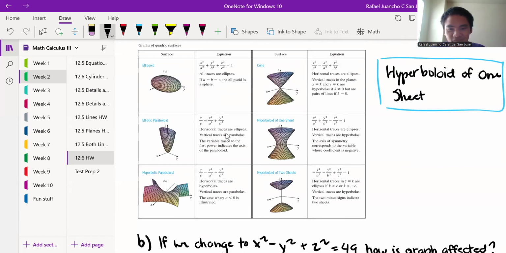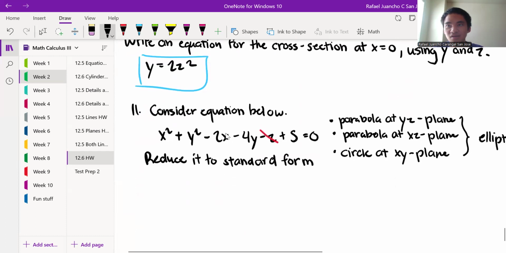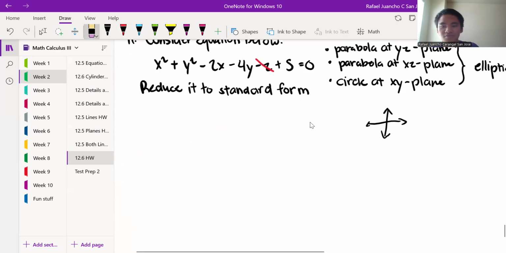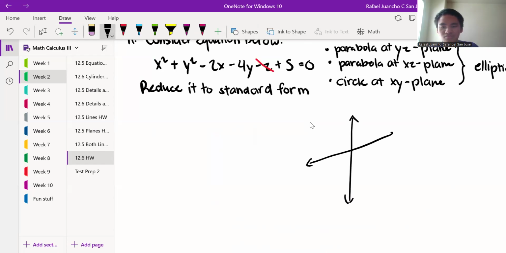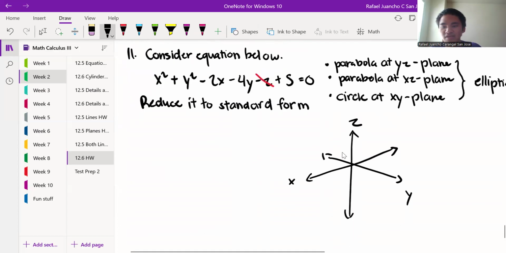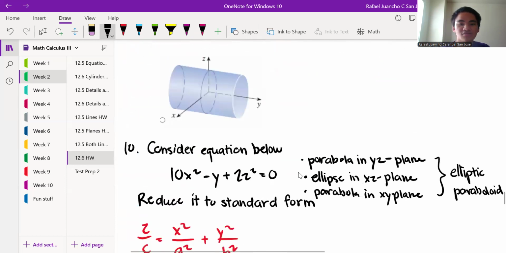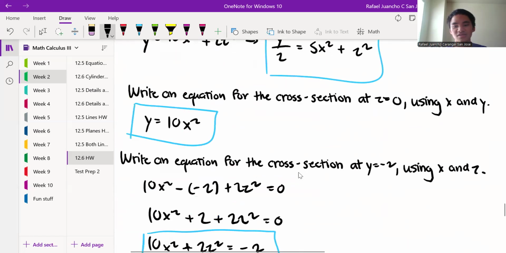Okay, let's check the conditions. Vertical traces are parabolas, and horizontal traces are ellipses. So what does that mean? If you were to draw this out, I'm actually gonna do a buffer drawing here of the 3D space. We say YZ is a vertical, so that's a parabola. XZ is a vertical, so again, it's a parabola. And the circle is a horizontal. So horizontal is circle or ellipses, and vertical traces are parabolas. So it is indeed an elliptic paraboloid.